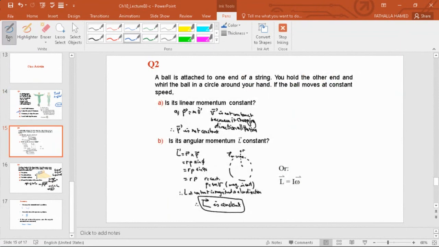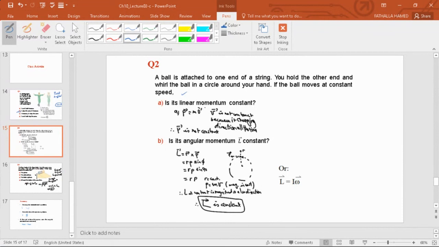Now here we're going to look at the difference between linear momentum and angular momentum. They're telling you a ball is attached to one end of a string. You hold the other end and you whirl the ball in a circle around your hand. If the ball moves at constant speed, you can say that you have a uniform circular motion here.